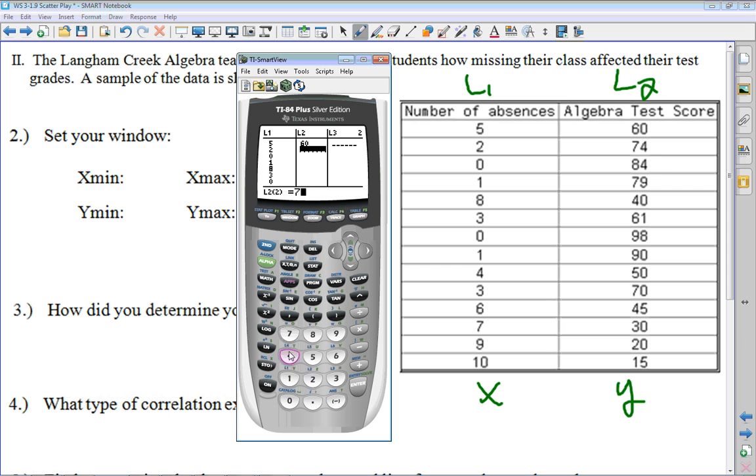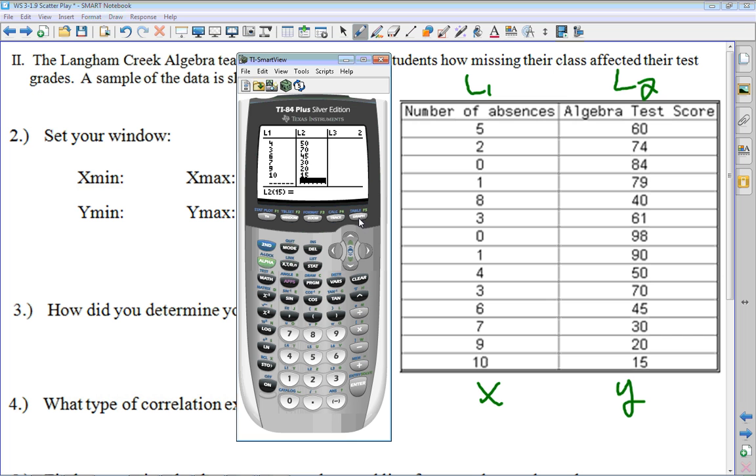60, 74, 84, 79, 40, 61, 98, 90, 50, 70, 45, 30, 20, and 15. Make sure you have, enter. Make sure you have an even amount of numbers.